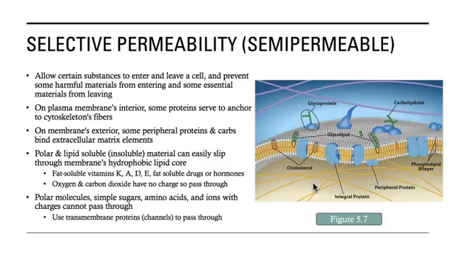Now, when it comes to polar molecules, meaning they're charged, or simple sugars, amino acids, or ions that obviously would be charged as well, they are not going to be able to pass through. And so we're going to have to utilize some of the transmembrane proteins that have channels in order to get them into the cell.